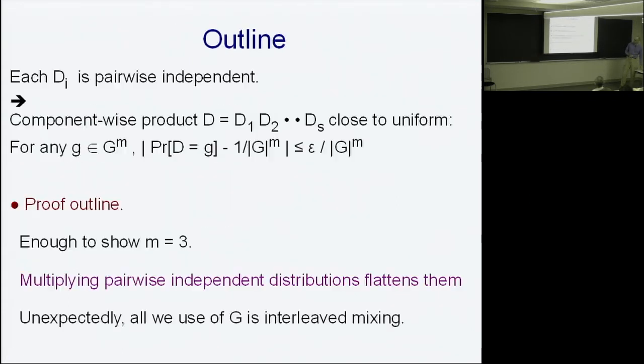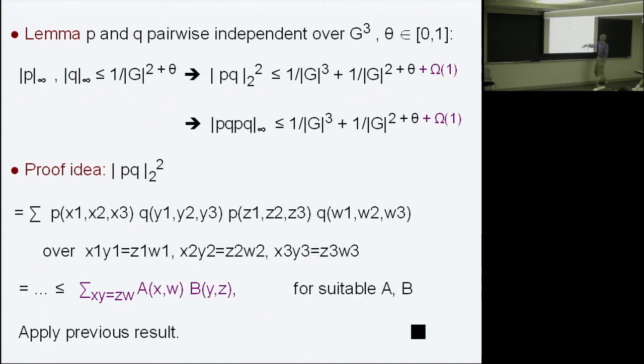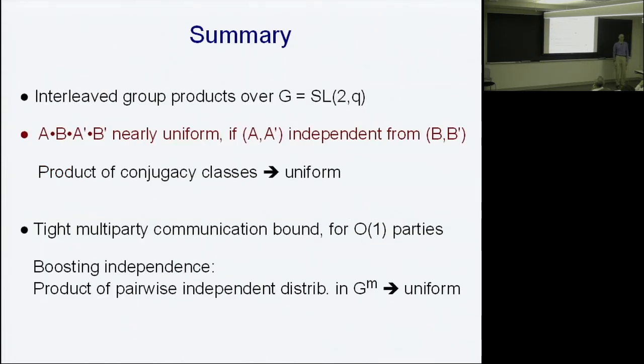So I'm just going to flash the proof of this. It turns out that you can prove this thing just using the interleaved mixing result which I mentioned earlier. You can prove that every time you throw in one more distribution, the product gets closer to uniform. I don't expect you to read it, but basically you can write down what happens to the product, and with some rewriting you can turn it into an interleaved mixing condition for some other functions, and then you can apply the previous result. Okay? And yeah, I think I'm going to stop here. Thank you.